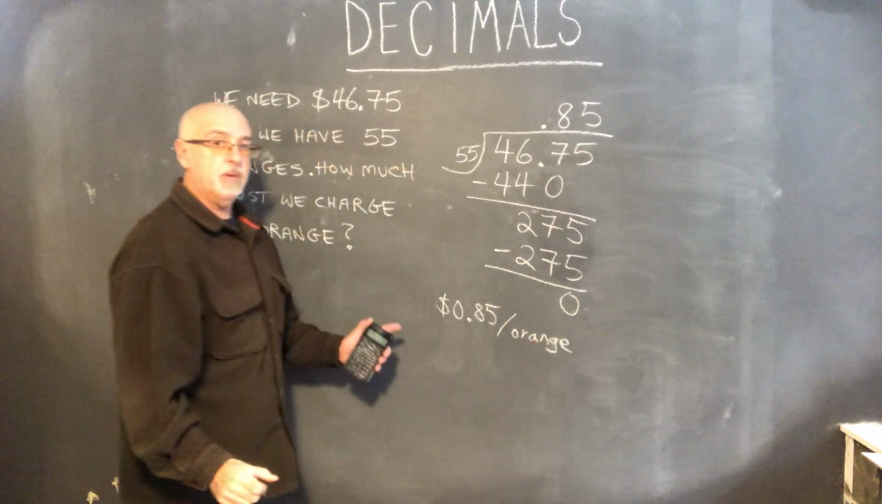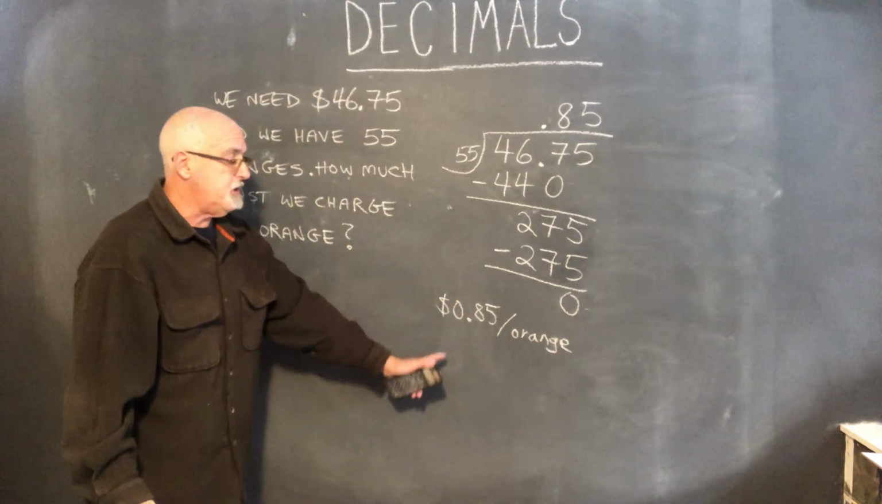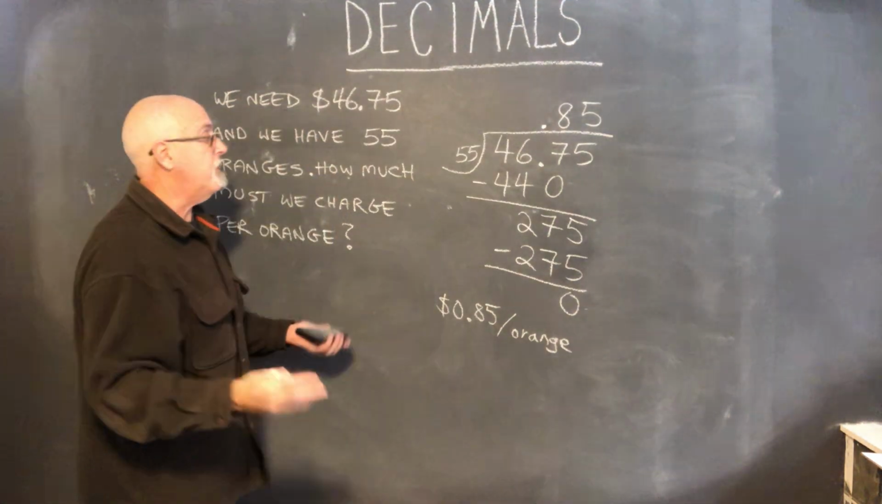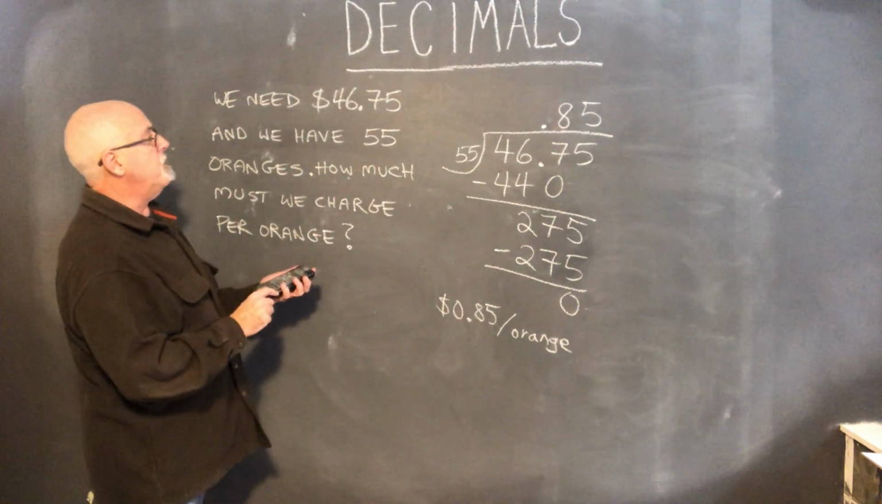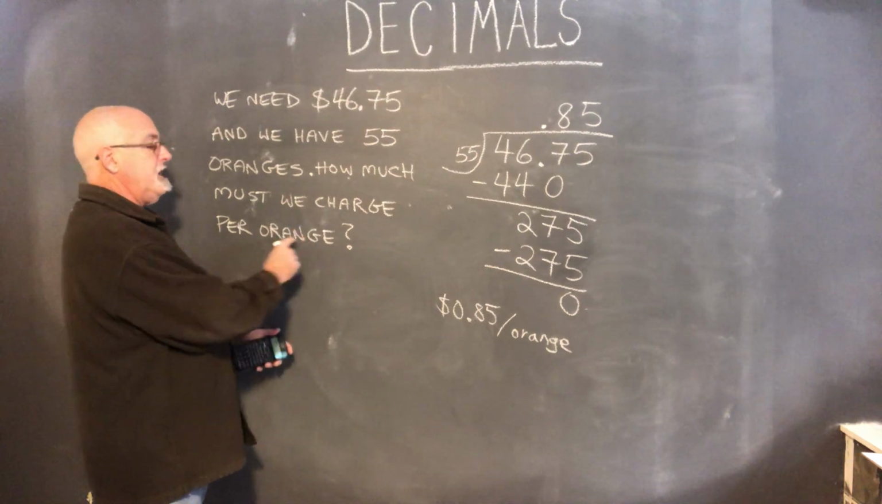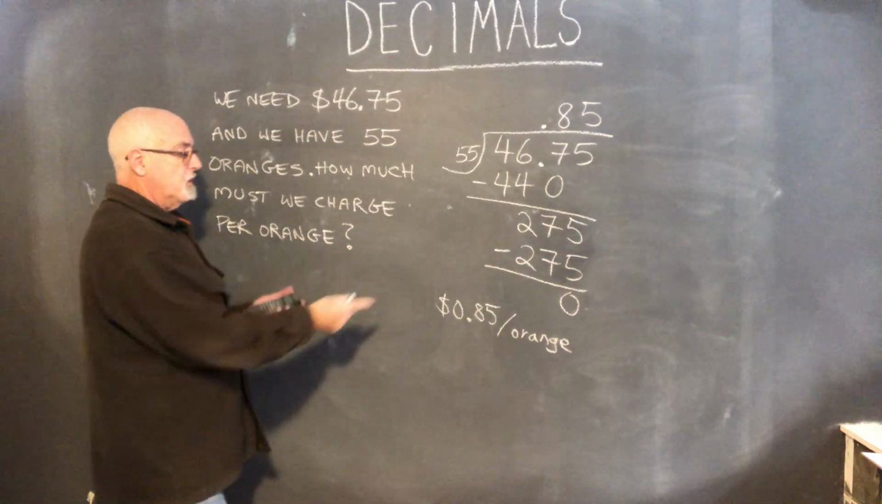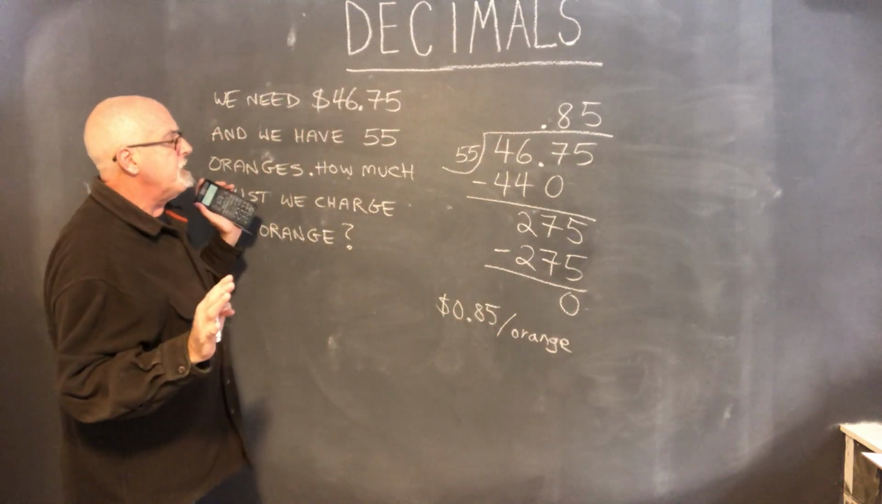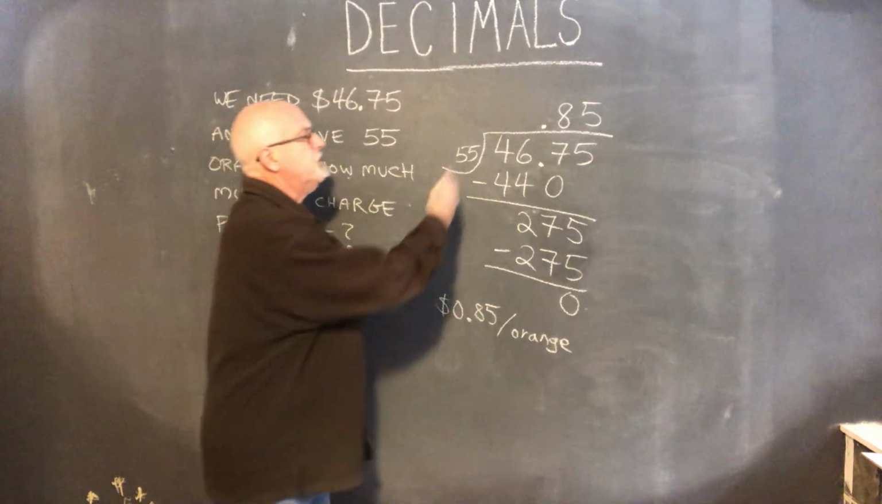Now remember, it's a word problem, so you give your answer with a unit of measure, and there's actually a dollars per orange unit of measure here when you think about it, because we're asking how much each orange costs. So it's the cost per orange, and the slash is useful. Okay, so I was able to do that, and it wasn't really that complicated.